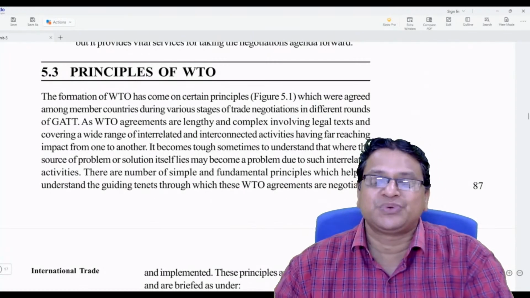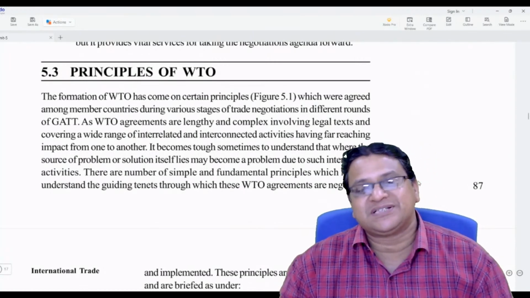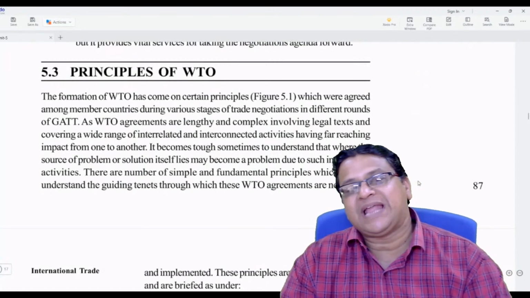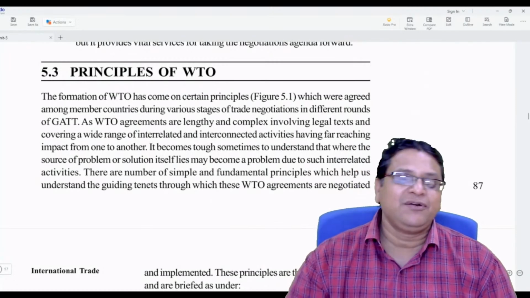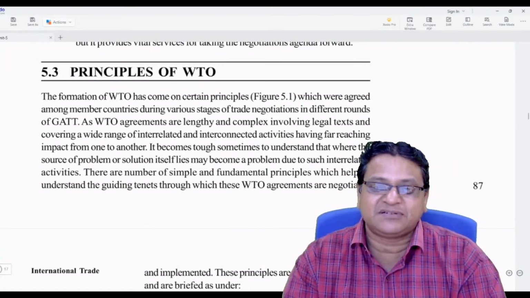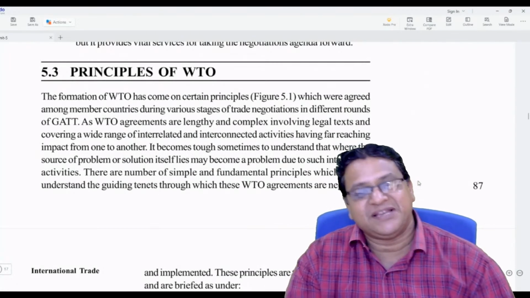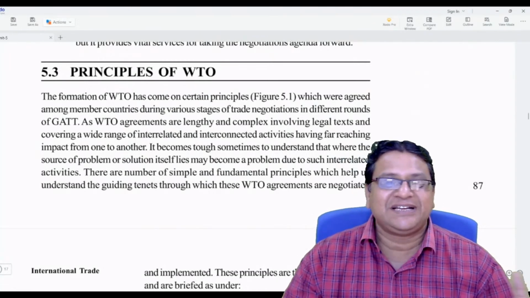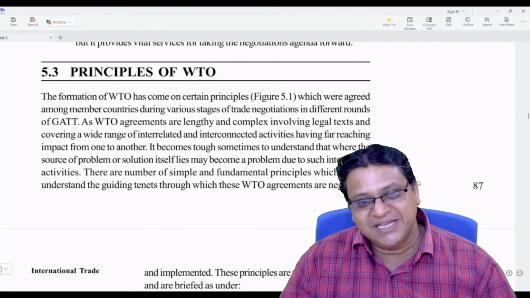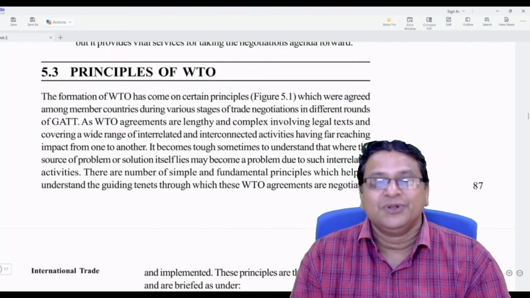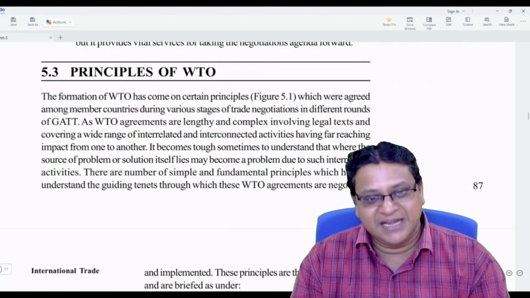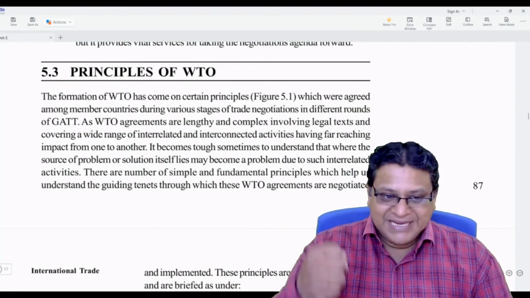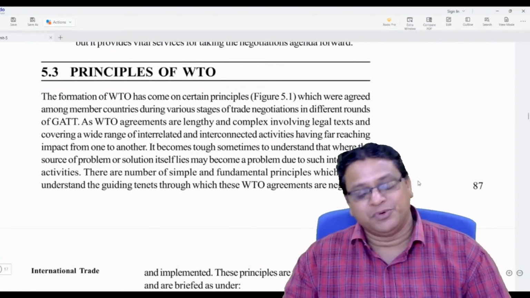WTO's main purpose is to reduce the barriers to international trade. The barriers may be in the form of tax barriers and non-tax barriers. Tax barriers are tariff barriers, and non-tax barriers are non-tariff barriers. So WTO's main function is to reduce the barriers in international trade so that ultimately there will be free flow of goods, services, intellectual properties between different countries of the world. This is the main principle or motto of WTO.